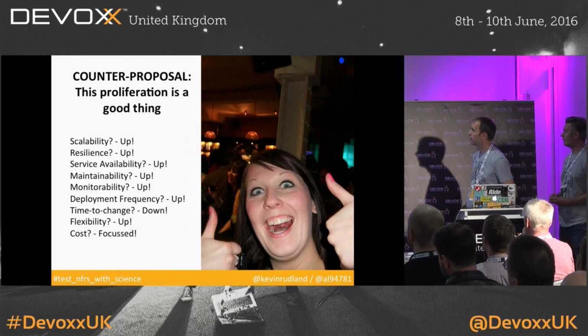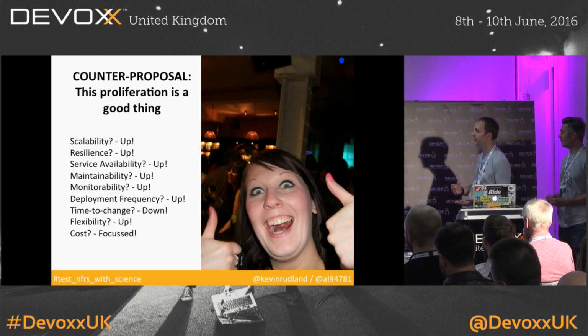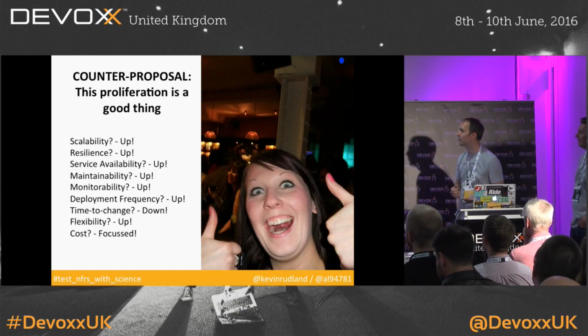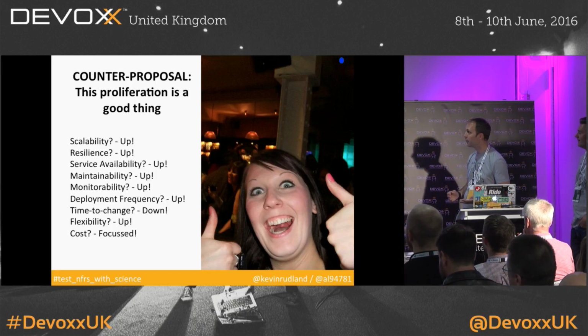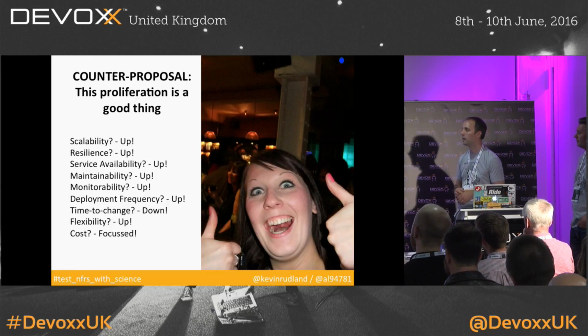So this is our counter proposal. The proliferation, the losing control, is actually a good thing, as this person clearly thinks. So scalability is up, resilience is up, service availability, maintainability, all your traditional NFRs can be a lot better. Time to change can be down.